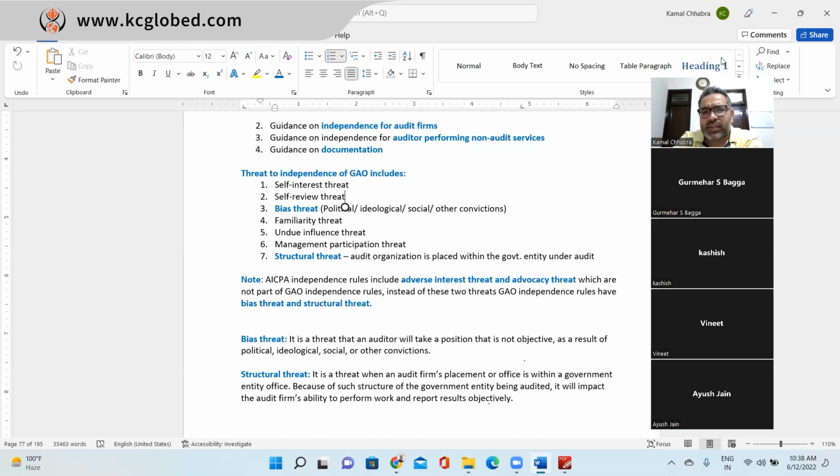In the same way, one way or another you will be under the influence of the management if your office or your residence is within the premises of the respective organization, right? Make sense?